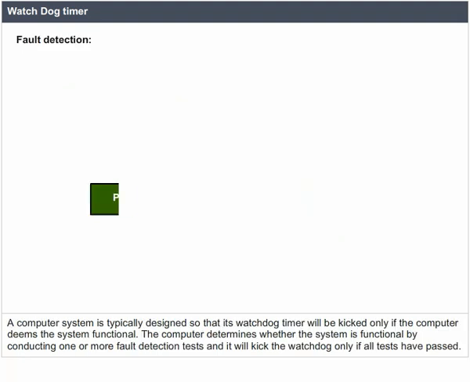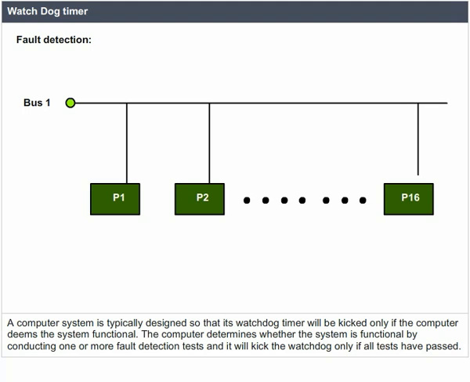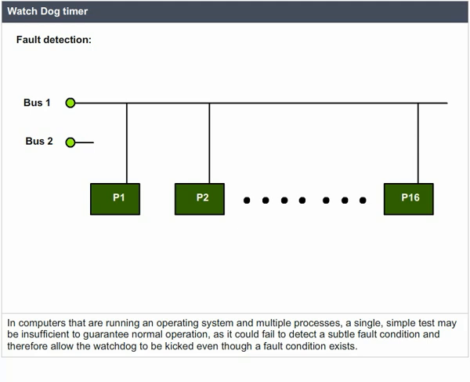Fault detection. A computer system is typically designed so that its watchdog timer will be kicked only if the computer deems the system functional. The computer determines whether the system is functional by conducting one or more fault detection tests, and it will kick the watchdog only if all tests have passed. In computers that are running an operating system and multiple processes, a single simple test may be insufficient to guarantee normal operation, as it could fail to detect a subtle fault condition and therefore allow the watchdog to be kicked even though a fault condition exists.